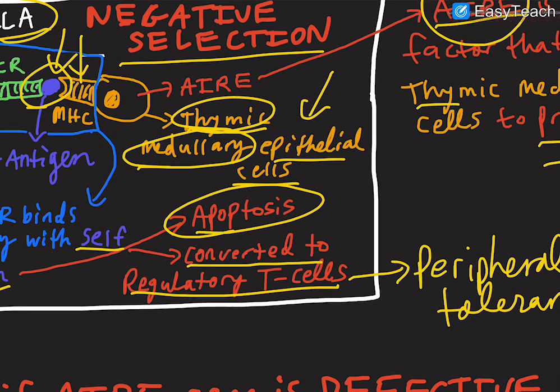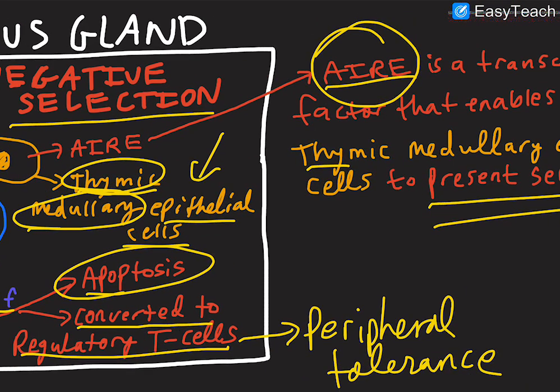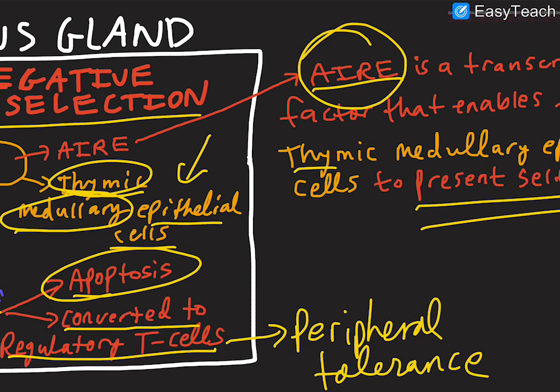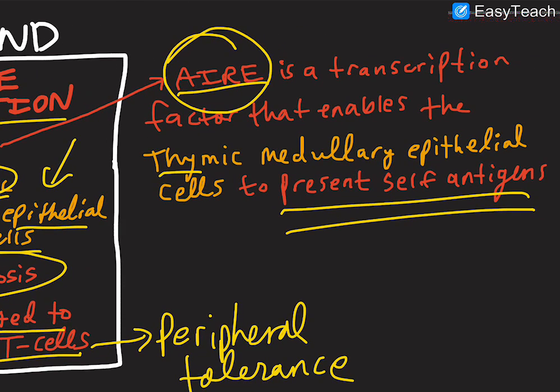But what is this video on? This video is on autoimmune polyendocrine syndrome. In autoimmune polyendocrine syndrome, we said what? It's an autosomal recessive disease and it's a mutation in the AIRE gene. So that means you don't have the AIRE transcription factor, which means you can't properly present self-antigens on your thymic medullary epithelial cells.